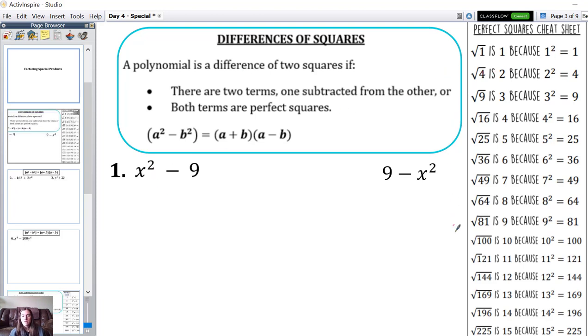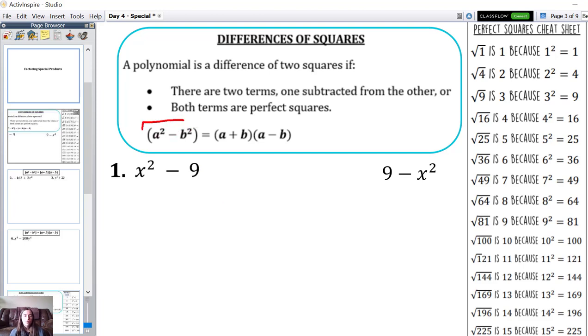Just as a reminder, here's a list of the perfect squares up to 15 squared, which is 225. Again, these are things that are going to be very helpful if you just know them right off the bat. In number 1, I have x squared minus 9. X squared is a perfect square because x times x is x squared, and 9 is a perfect square. 3 times 3 is 9.